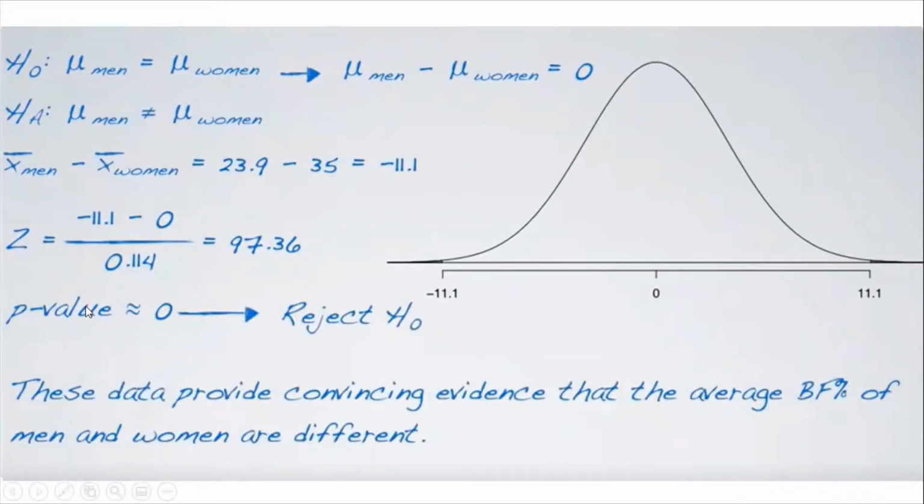And because the p-value is less than 0.05, we reject the null hypothesis, saying that these data provide convincing evidence that the average body fat percentage of men and women are different. Okay, so this is how you calculate for the difference in two means.